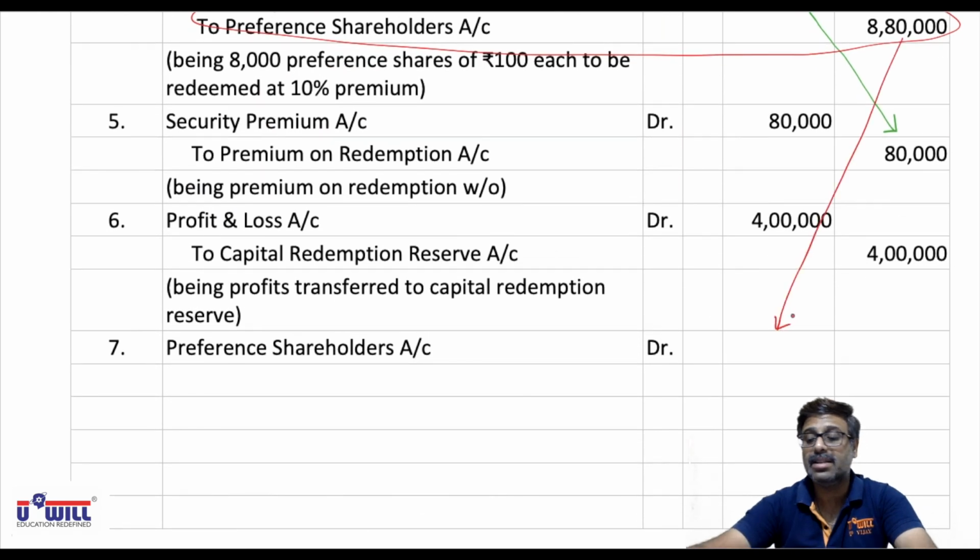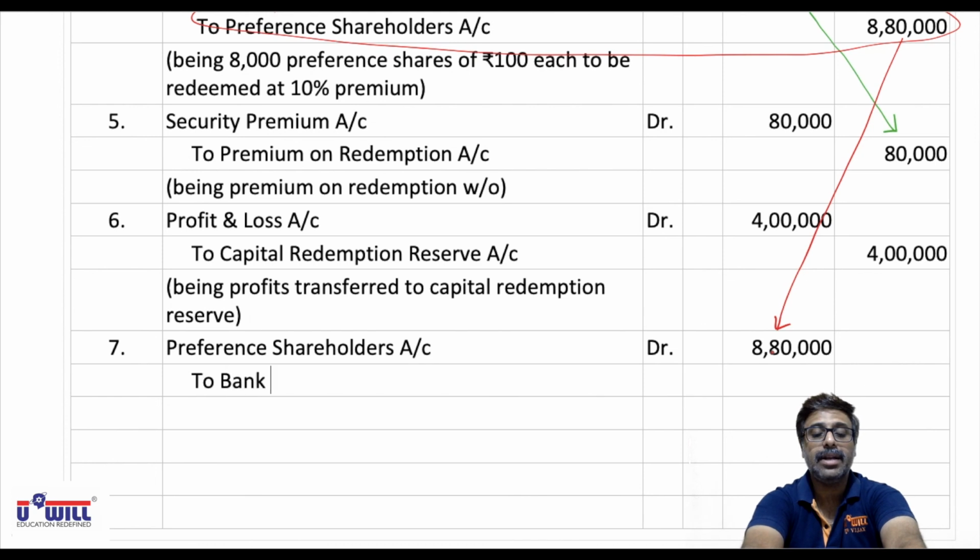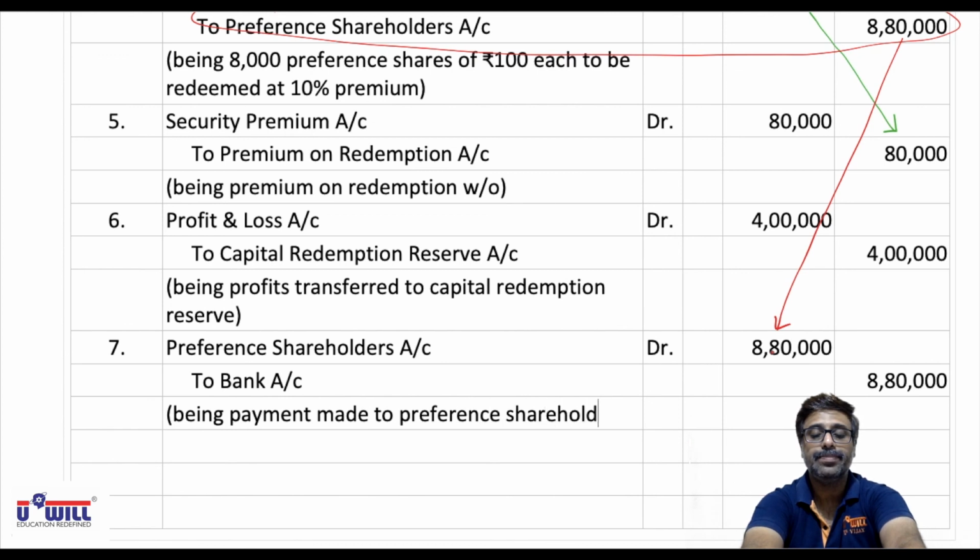Preference shareholders are the receiver, debit the receiver, preference shareholders account debit 8,80,000. Bank is the giver, credit the giver, to bank account 8,80,000, being payment made to preference shareholders.